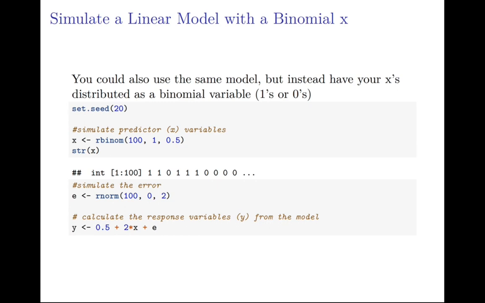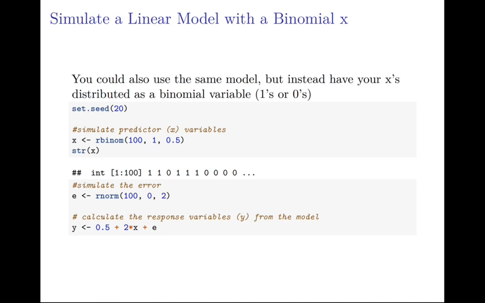And you can do this with other types of distributions too. So you could use the same model, but instead have your x's be distributed as a binomial variable, either ones or zeros. So again, set your seed, and then now we'll simulate the predictor variables x. So here we're going to sample from a binomial distribution instead of a normal. So 100 draws with your two parameters as 1 and 0.5. And so when you look at that, you can see that you have a vector of numbers of 0s and 1s, because that's what binomial is, zeros or 1s.